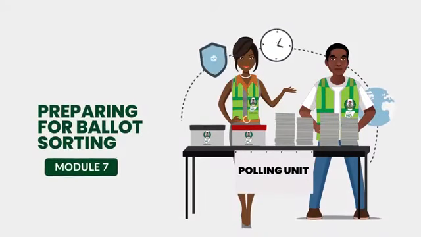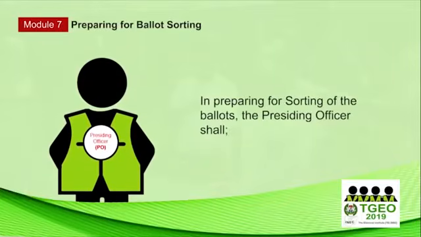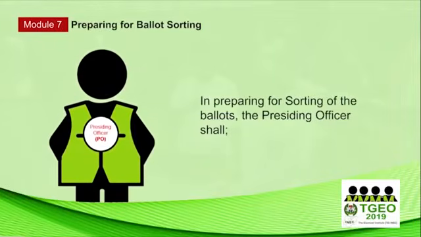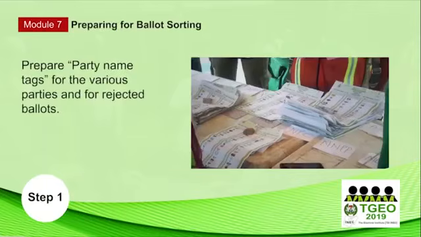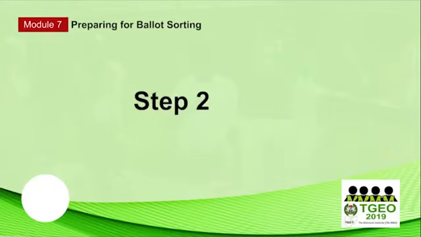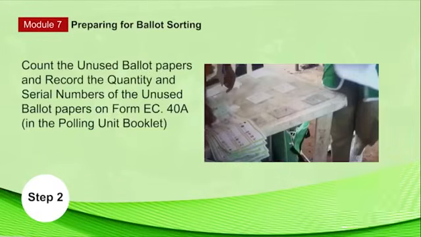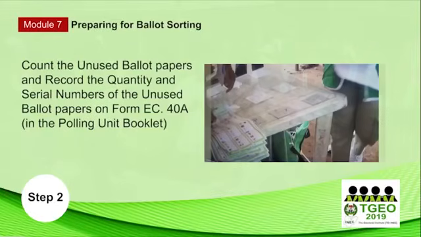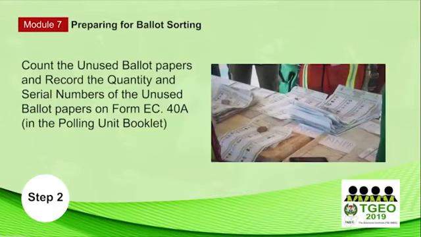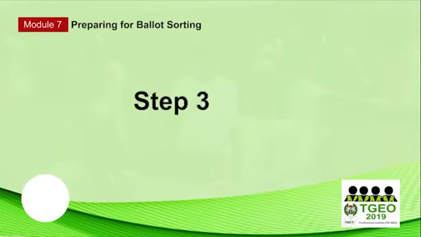Module 7. Preparing for ballot sorting. In preparing for sorting of the ballot, the presiding officer shall: Step 1. Prepare party name tags for the various parties and for rejected ballots. Step 2. Count the unused ballot papers and record the quantity and serial numbers of the unused ballot papers on Form EC40A.